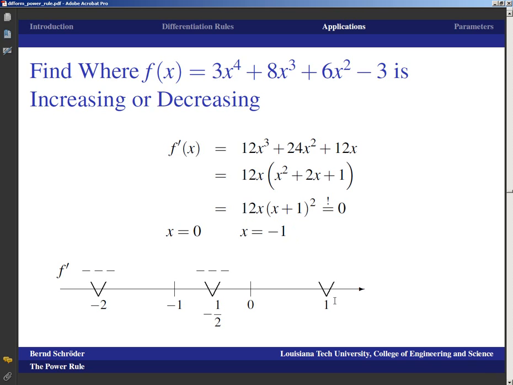And at 1, well, we can go either way, and the easy computation here, just plugging it into the derivative, is 12 plus 24 plus 12. I don't care what that is. It's a sum of positive numbers, so that's going to be positive.